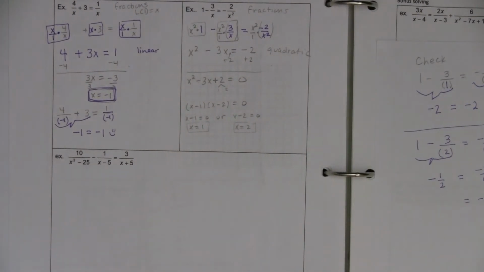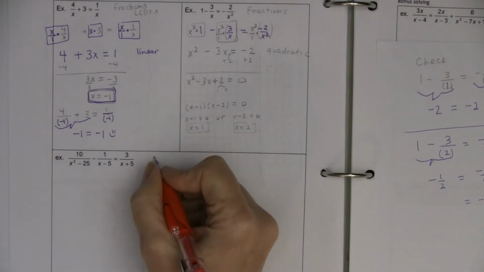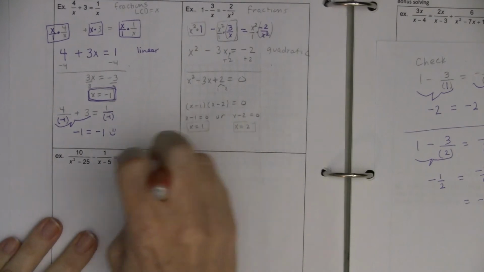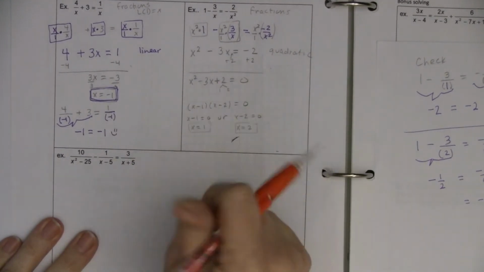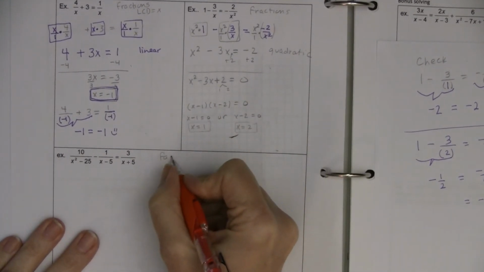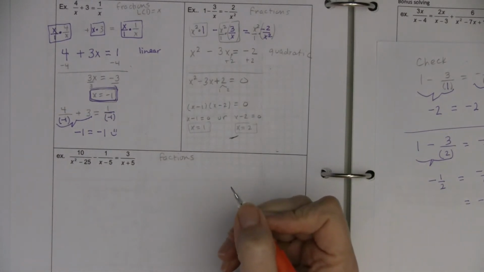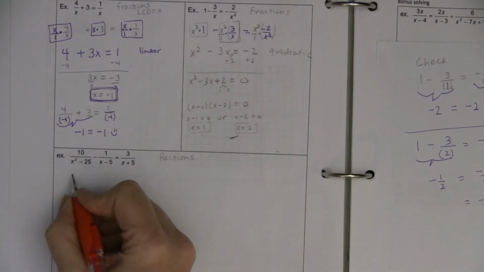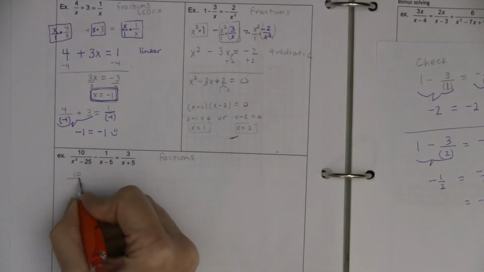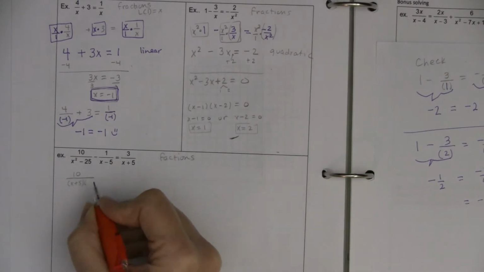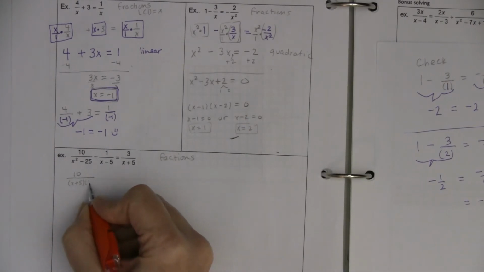Okay, so in this example I'm trying to solve for x, and I notice it has fractions. What you want to do is clear those fractions. I wrote factor instead of fractions. And how you clear the fractions is by factoring the denominators so that you can see what you have. So x squared minus 25 is my friend, the difference of squares.